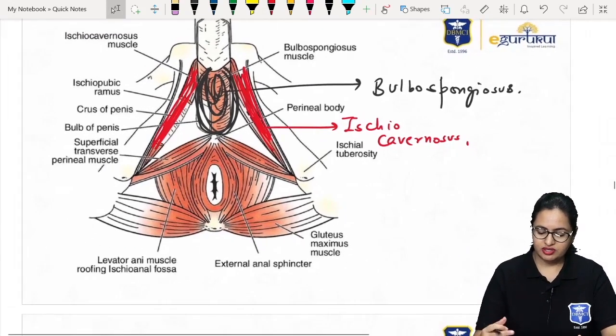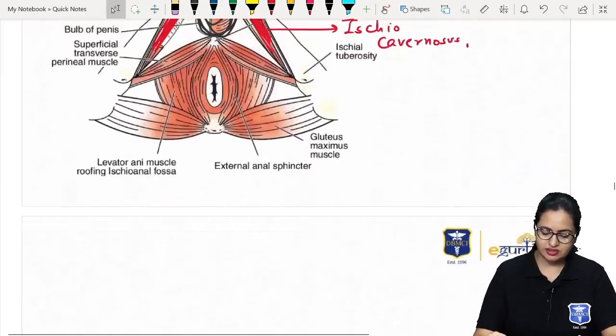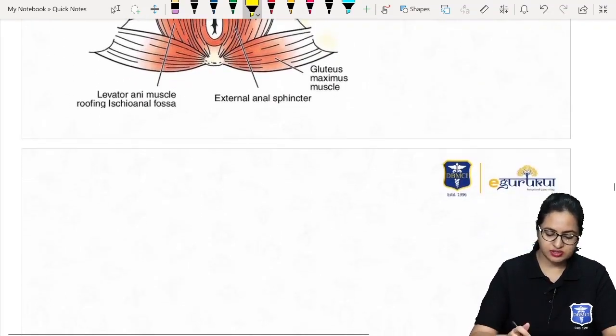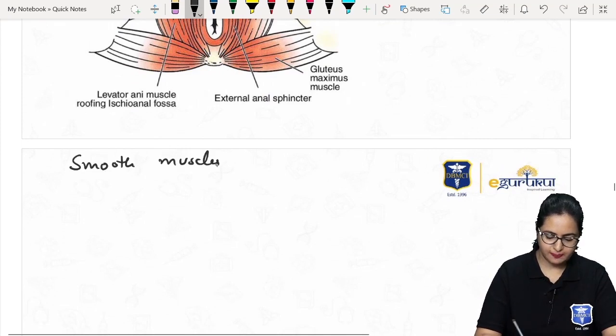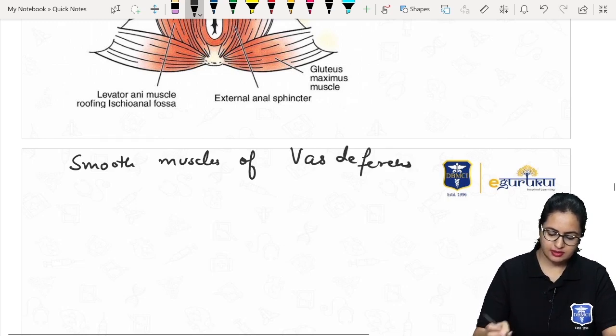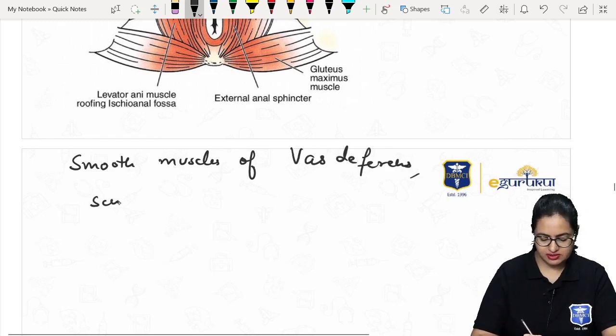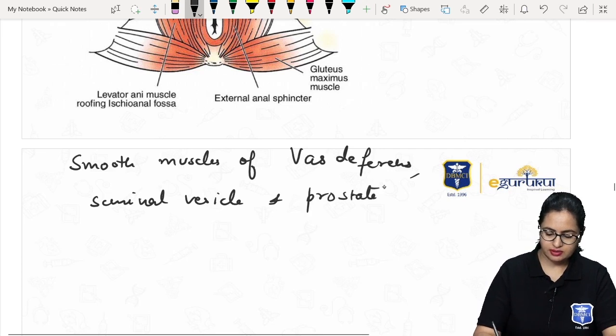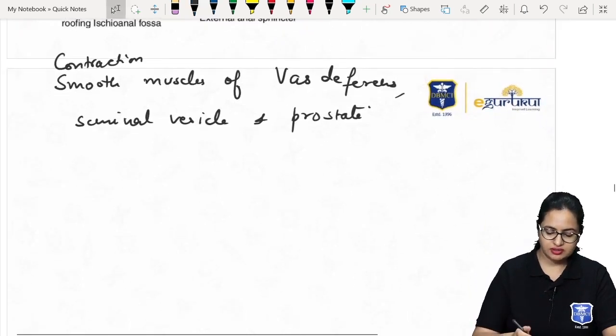Over here, when we are talking about the ejaculation process, the muscles which contract initially are the smooth muscles of the vas deferens, then of the seminal vesicles and the prostate. So there is contraction of these smooth muscles, and along with this there is contraction of the ischiocavernosus muscle also.